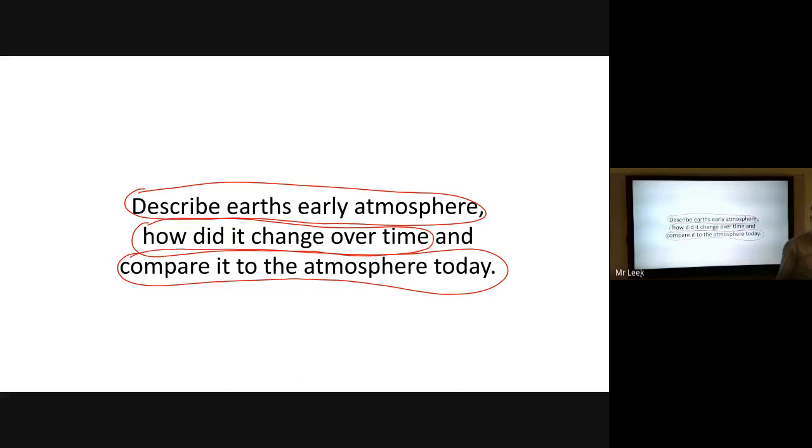Immediately I can see that's a 6-mark question: 2 marks, 2 marks, 2 marks. What you've got to be able to do is interpret that. So I'll give you 2 minutes, write that question down, please. Then I'll show you what we've got to do.